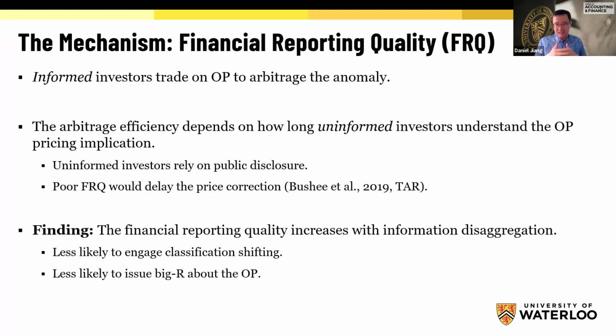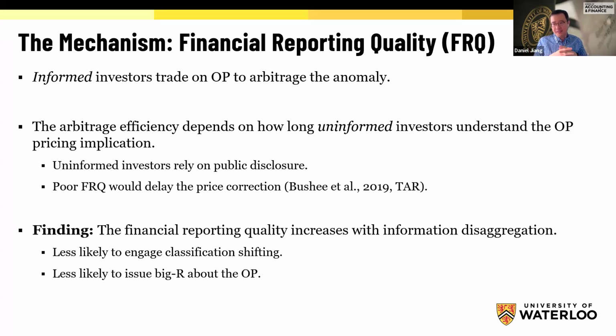Given this OP anomaly, sophisticated investors would surely love to arbitrage it by trading on the OP signal, and the investors' arbitraging activity can account for a lot of the disappearance of the accounting-based anomalies. I think Jeremiah, he has a paper studying that phenomenon. However, we think that the arbitrage efficiency will depend on their counterparties, the uninformed investors in the trading process. In particular, it depends on how long the uninformed investors take to learn about the operating profitability's pricing implication.